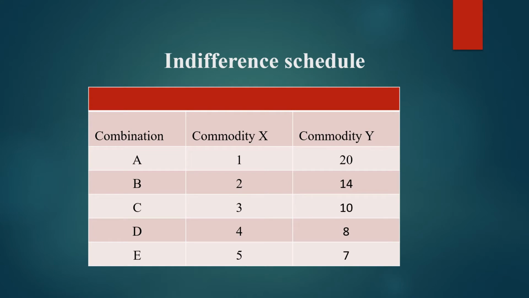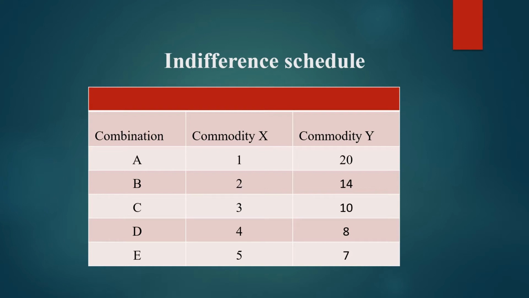This indifference schedule shows different combinations of two commodities which will give the same level of satisfaction to the consumer. In combination A, the consumer is getting 1 unit of commodity X and 20 units of commodity Y. You take for example bananas and biscuits: he is getting one banana and 20 biscuits. In the second combination, he wants one more unit of banana, so he has to sacrifice. He is ready to sacrifice 6 units of commodity Y.